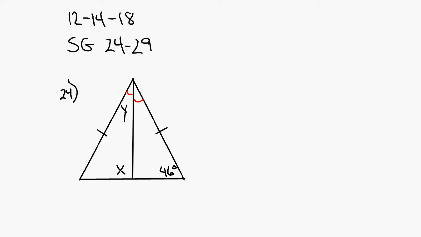Since it's an isosceles triangle, both of these base angles are congruent. So this 46 and this 46, these are the same. What you want to do is find this big angle up here first. If you take this 46 and this 46 and subtract them from 180, it'll give you this top angle, the big angle. So 180 minus 92, okay, so that's 88 degrees, this entire angle up here.